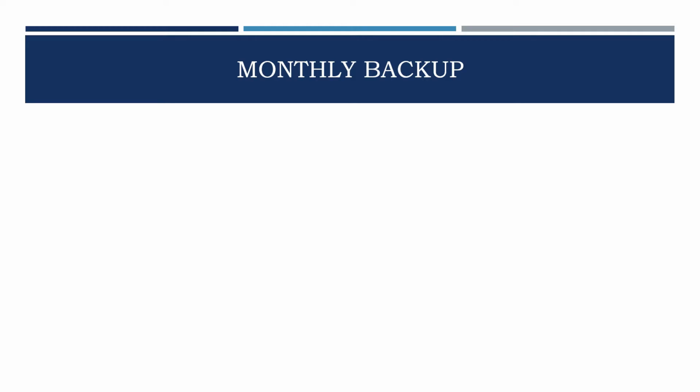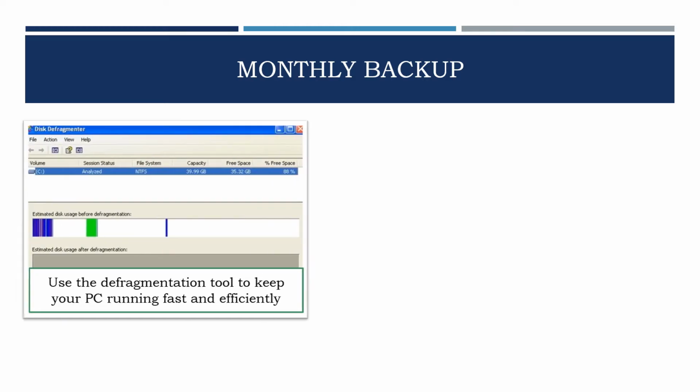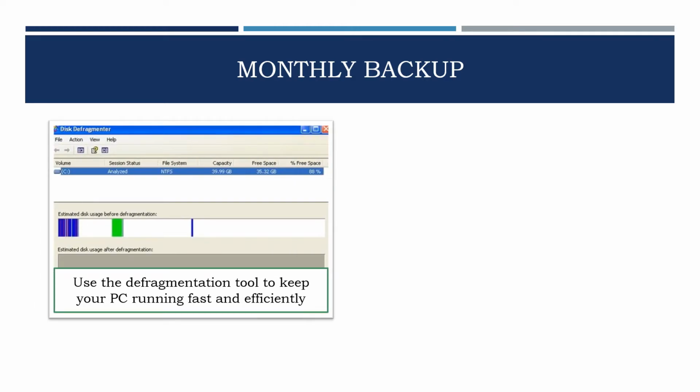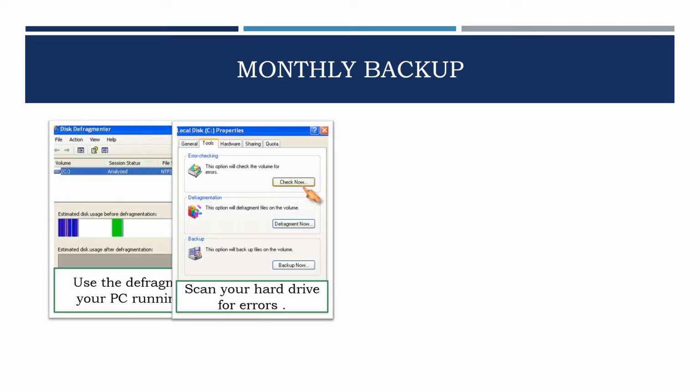How to perform monthly backup. Use the defragmentation tool to keep your PC running fast and efficiently. This tool puts files back together that are split apart into different folders in your PC over time. Scan your hard drive for errors to make sure there are no physical problems occurring. This doesn't check for viruses or malware, but rather physical and logical problems.